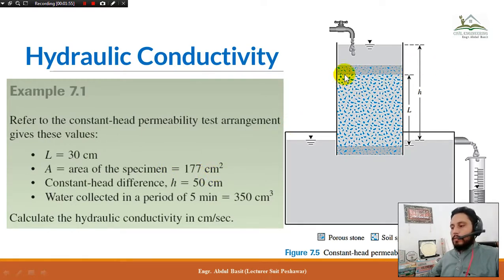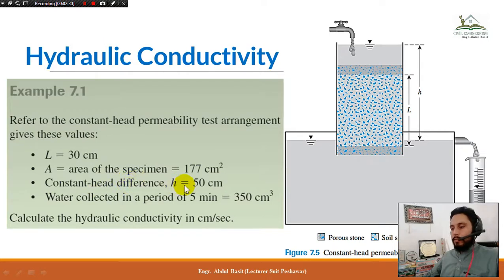The area of the specimen refers to a cylinder in which the sample is placed. Here only a cross section is given, so this may be a rectangular or a circular cylinder. Most probably this is a circular cylinder, so the area will also be circular. Pi d square divided by 4 is the formula to use in case the diameter is given. Here the area is given directly, so no need to use any formula.